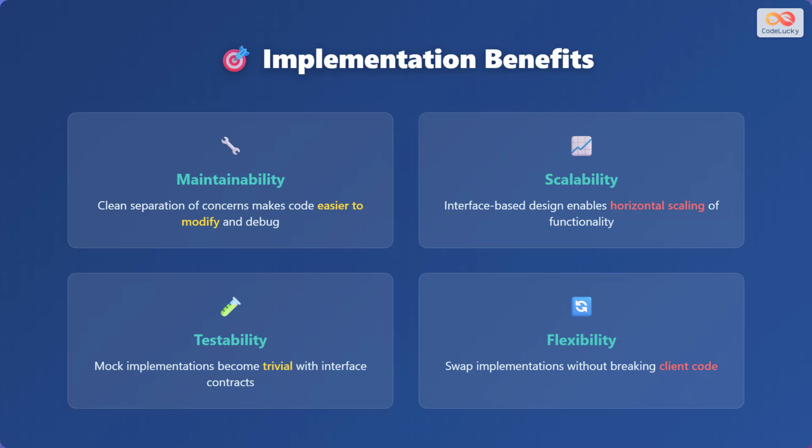Testability is greatly enhanced because interface contracts make creating mock implementations trivial. You can easily substitute real implementations with test doubles during unit testing, leading to faster and more reliable test suites. Flexibility is perhaps the most significant benefit. You can swap implementations without breaking client code. This means you can optimize performance, add features, or integrate with different systems by simply providing new implementations of existing interfaces, all while maintaining backward compatibility.